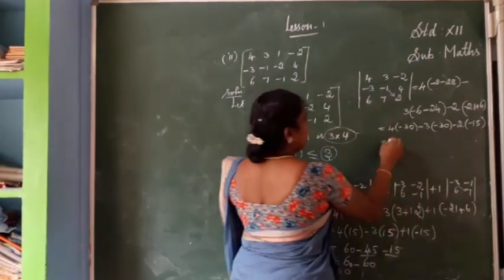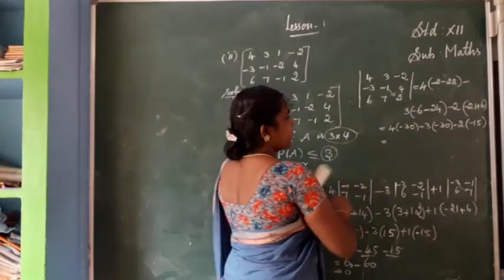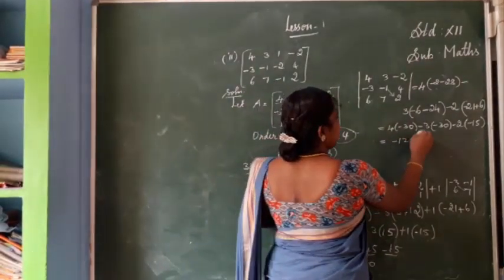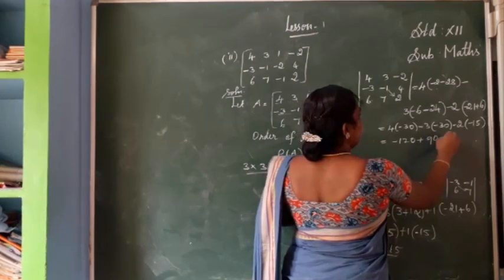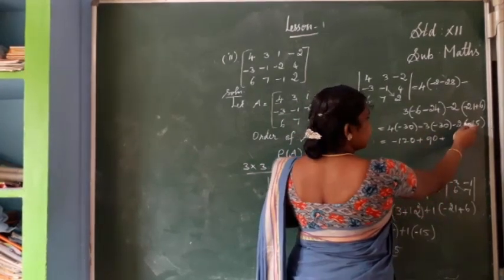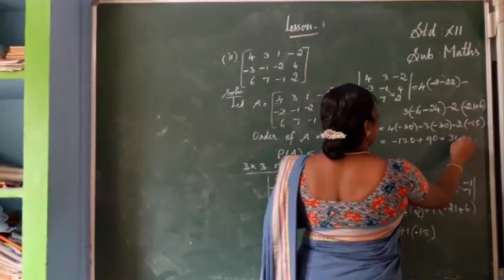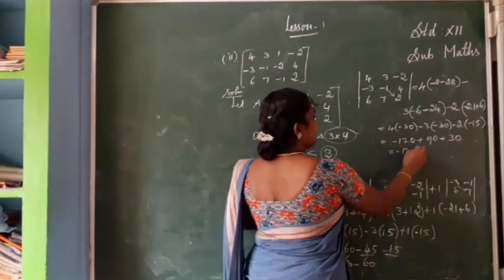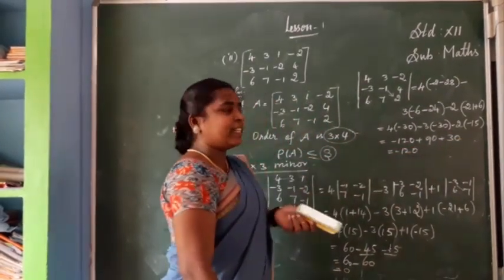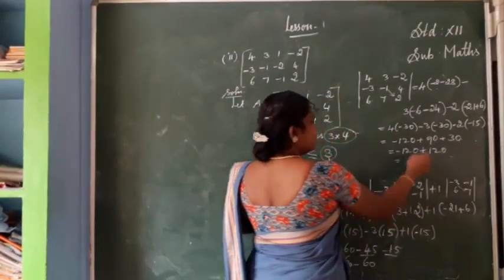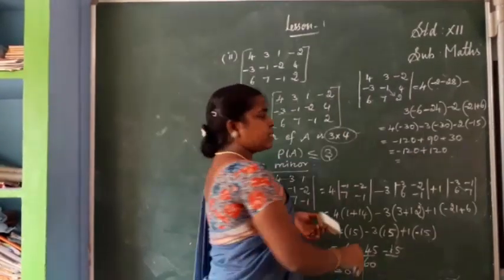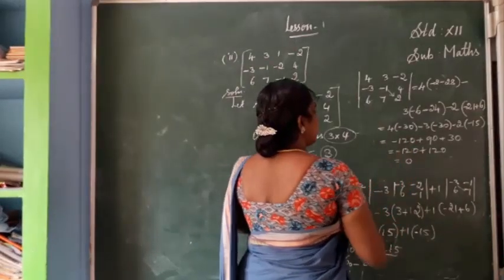Okay, now multiply 4 into 30: minus 120. Here minus into minus is plus, 3 into 30 is 90, plus 2 into minus 2, minus into plus, 2 15 is 30. Okay, minus 120, 90 plus 30, that is 120, so plus 120. So minus 120 plus 120 is 0. So now also we got 0.